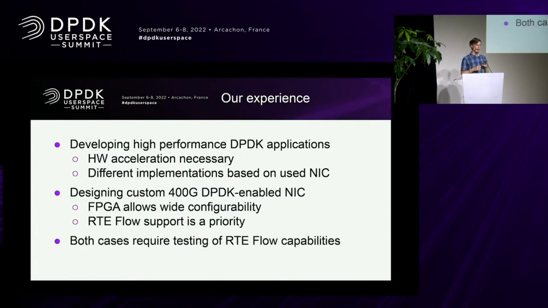Now, what is our experience with this tool and also RTE Flow in general? We are developing high-performance DPDK applications where we want to use hardware acceleration. And we, of course, use different NICs. And we also sometimes try to experiment with new NICs, and we would like to know what the features are. We want to have a full overview of the features before we actually decide whether we want to use the NIC in our application or not.